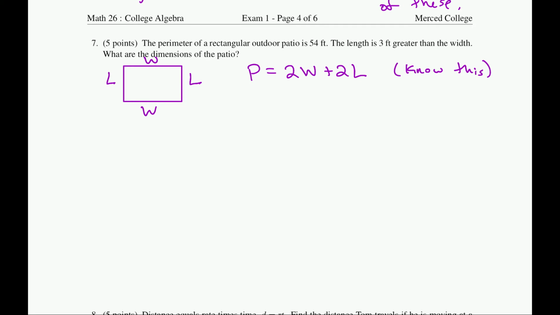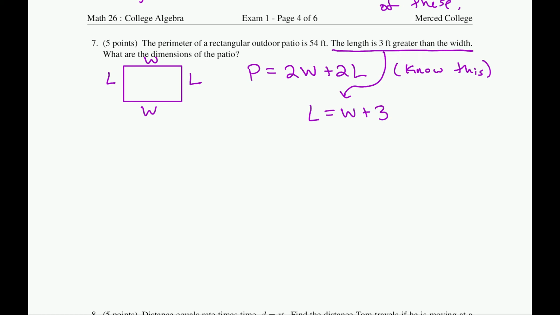And then you have to be able to translate statements like this one. The length is 3 feet greater than the width. So you need to read that and understand that what this is saying is that the length, which is L, is 3 feet greater than the width. So 3 feet greater than the width means W plus 3.